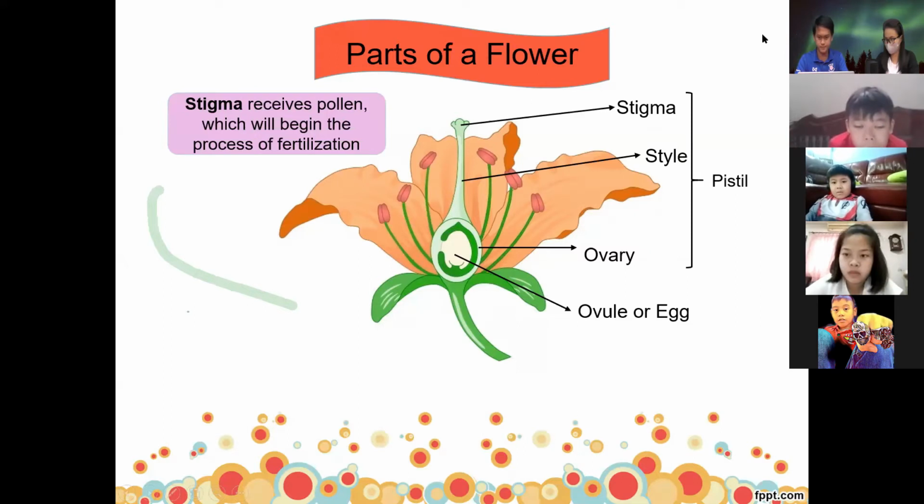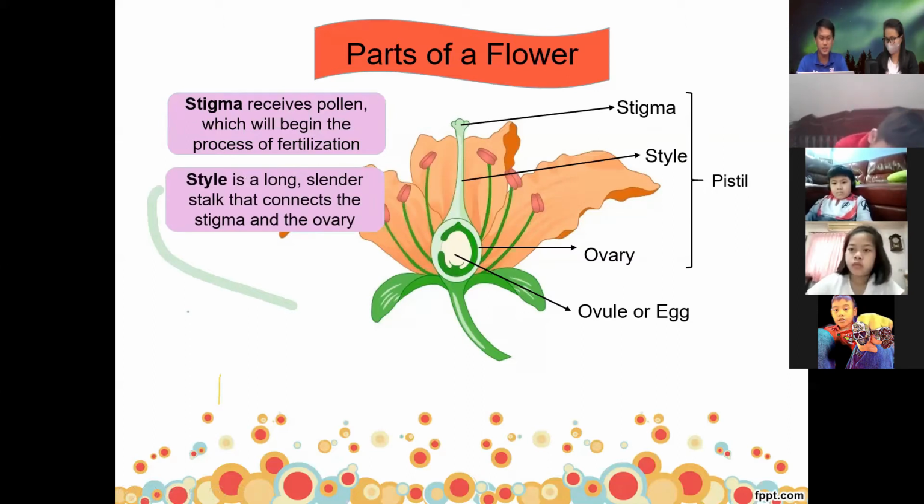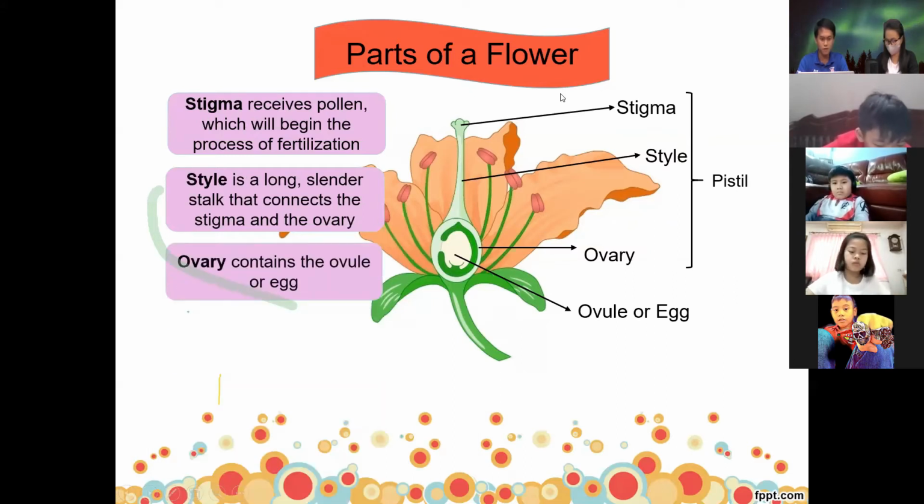Style is a long, slender stalk that connects the stigma and the ovary. Ovary contains the ovule or egg.